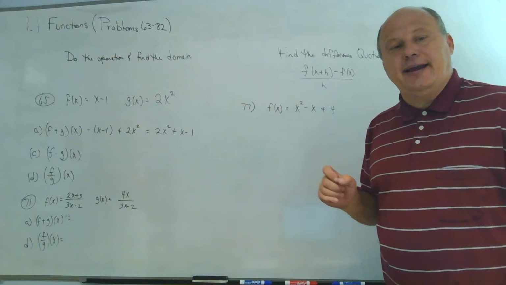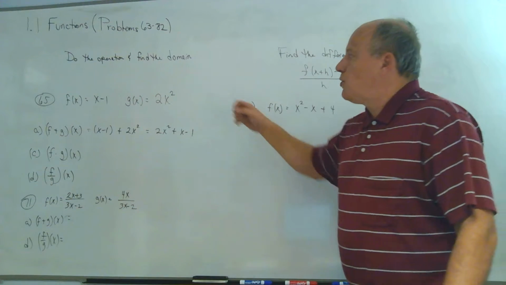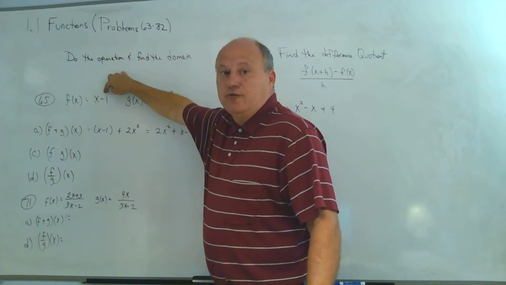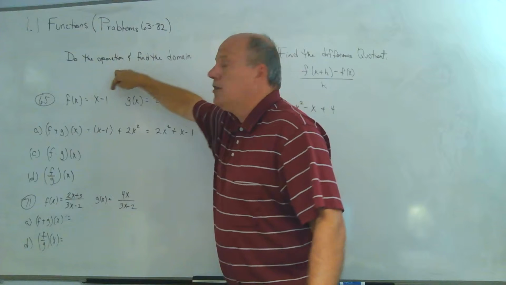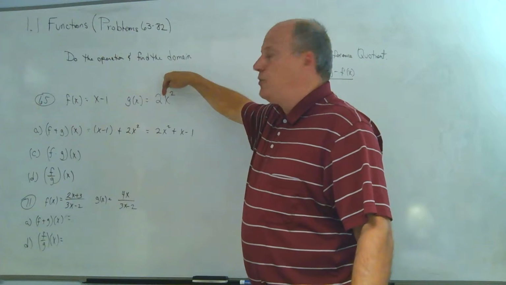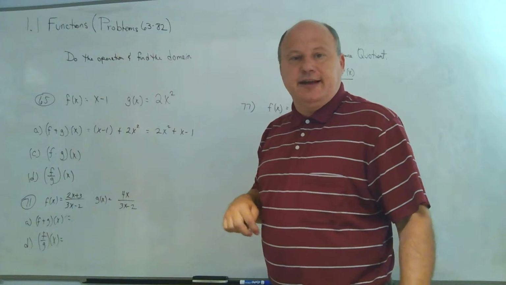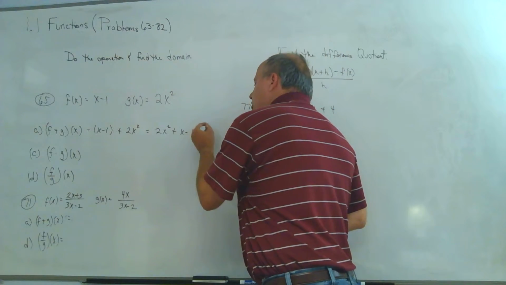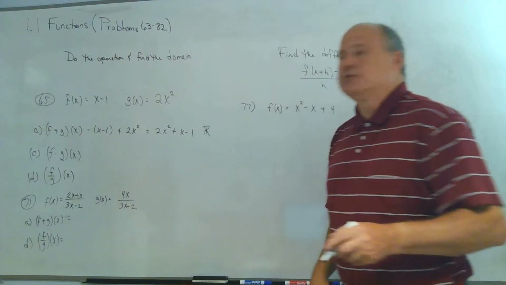Now finding the domain, and this one's pretty easy, because what is the domain of x minus 1? There are no fractions and no square roots on either one of these. So the domain on either one of these is all real numbers. When you add them up, of course, it will be the same, all real numbers. So that's your domain, it's all reals.